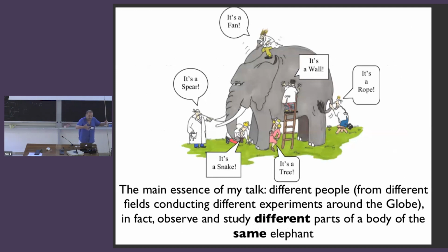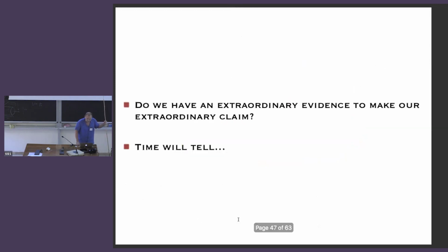He calls this elephant dark matter, dark energy, baryogenesis; he had 6 or 7 elephants. Now, I believe that actually we have one single elephant, but nevertheless, we are talking about different parts of the story. So the main sense of my talk is that different people in different labs around the globe study different experiments and different observations and different parts of the same elephant. That's my part of the story. And I am about to conclude.